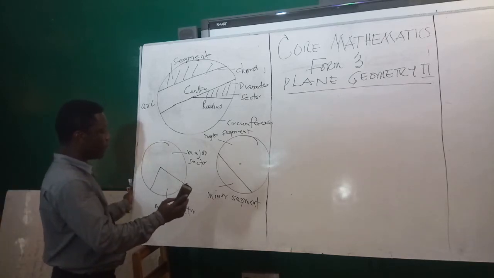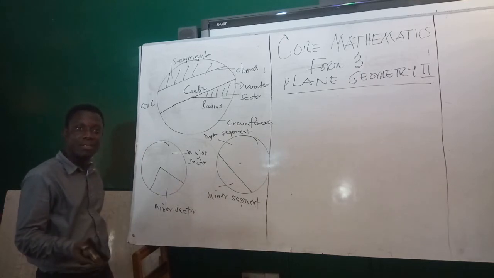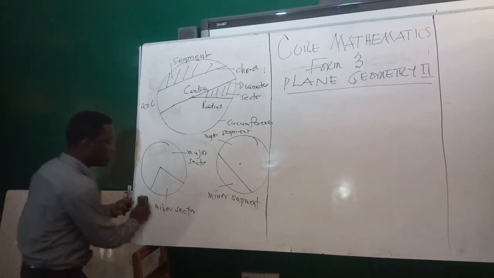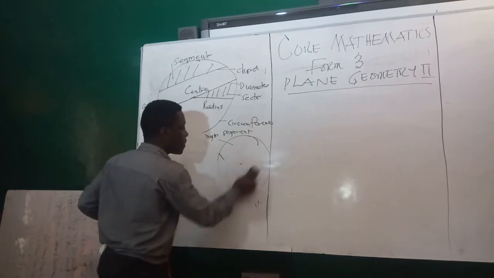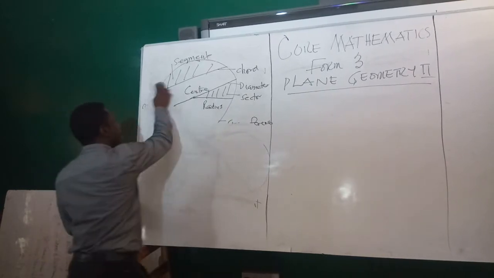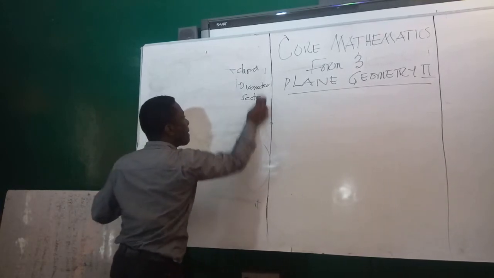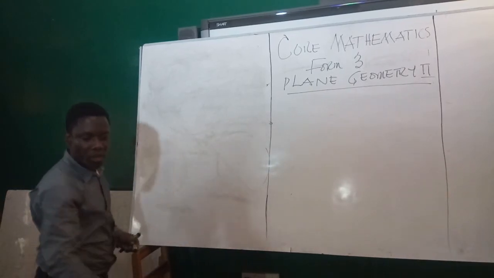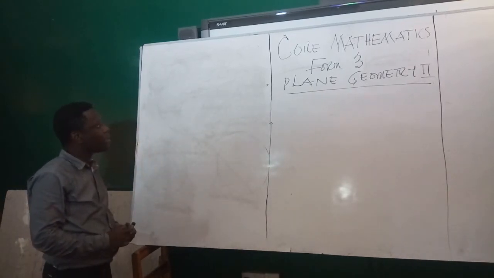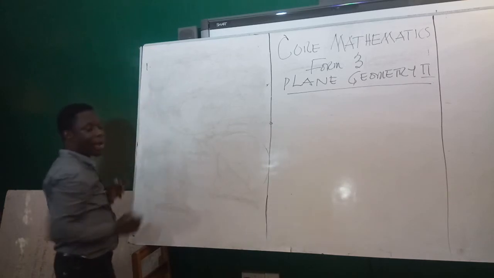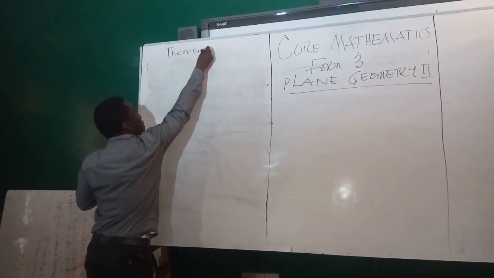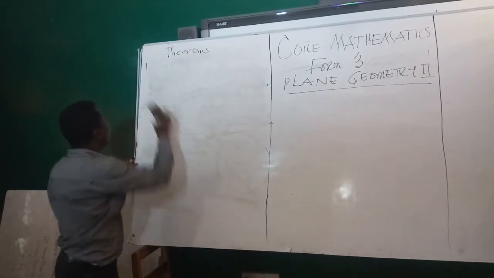Let me erase what I have here. I want to believe that at least you've been able to write them down. So I'll quickly take them off and then start with the theorems. So let's go. Okay, so first theorem. Theorem 1. So let me put the theorems. And then I have the first one.